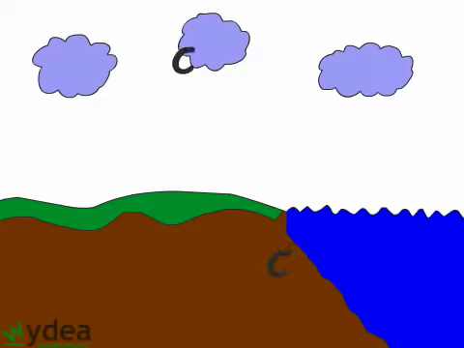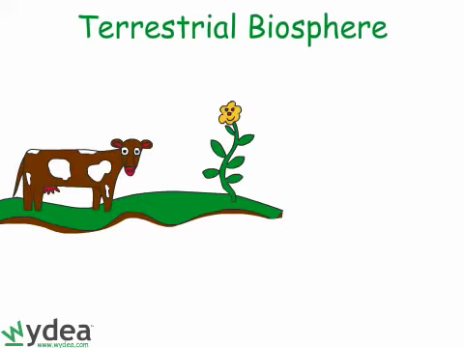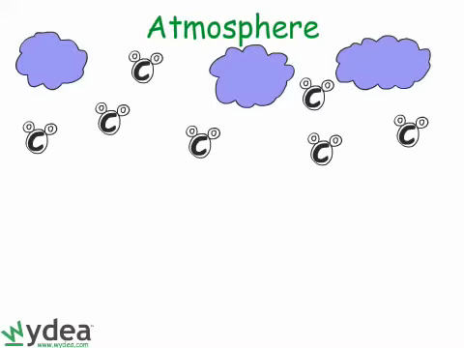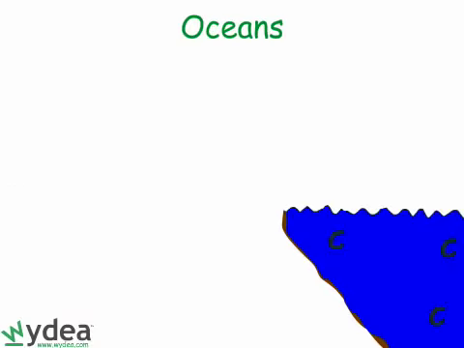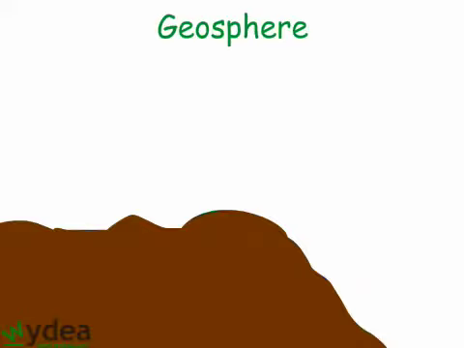The first area we'll discuss is the terrestrial biosphere. The terrestrial biosphere includes all living organisms such as plants and animals that live outside of the oceans. The atmosphere is the layer of gases that surrounds the Earth, what we typically refer to as air. The oceans include all of the water and living organisms and non-living substances within. The geosphere includes all of the land, sediments such as oil deposits and rock.